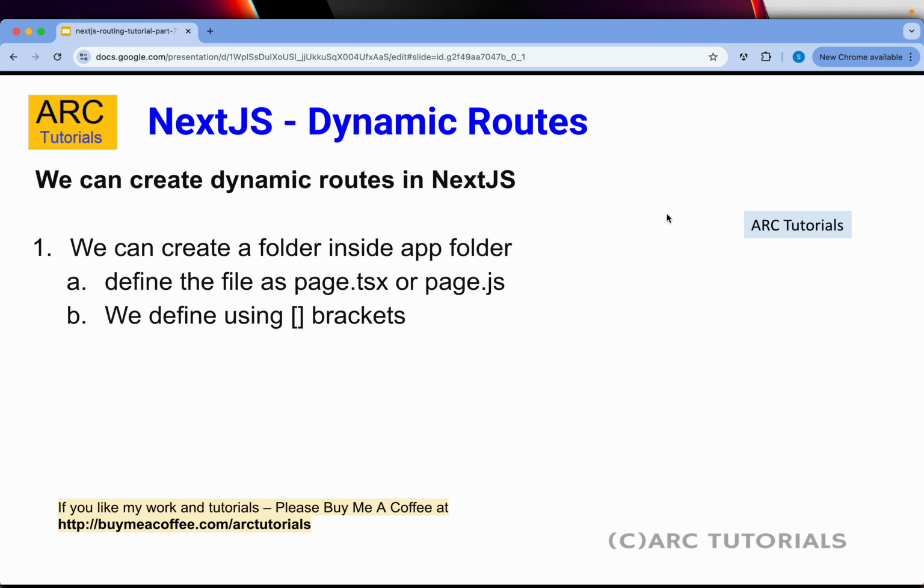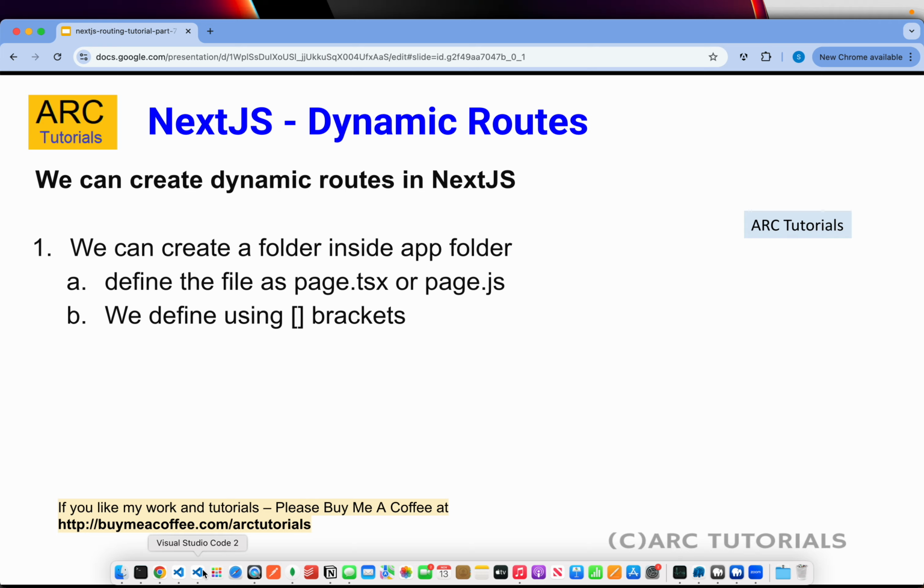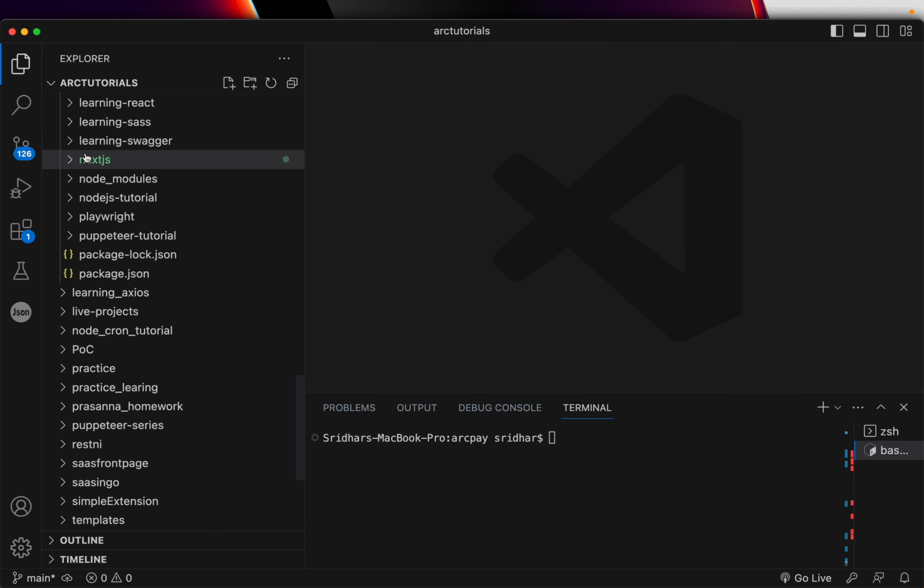We'll create them the same way we create a folder, right? We know that it's a file based routing system in Next.js, so we will follow the same structure. The difference will be that we will now define using square brackets. That means it will know that it's a dynamic route. It will be more clear when we start our hands on. Let's get started.